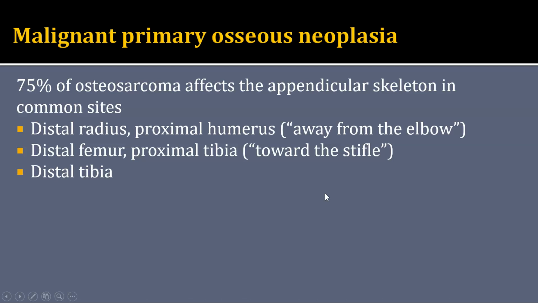75% of the osteosarcoma affecting bone will affect the appendicular skeleton, and it affects it in fairly common sites. Those sites are listed here. So the distal radius and the proximal humerus are quite common, and we can remember away from the elbow. And in fact, the distal radius is probably the most common site. Some people have postulated that maybe this is because that is the most weight-bearing site. And then other common sites include the distal femur and proximal tibia, or we can remember toward the stifle. And then the distal tibia is also a common site.